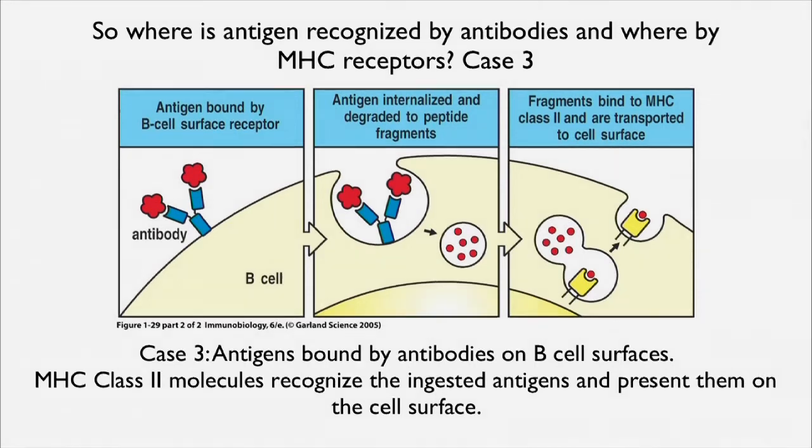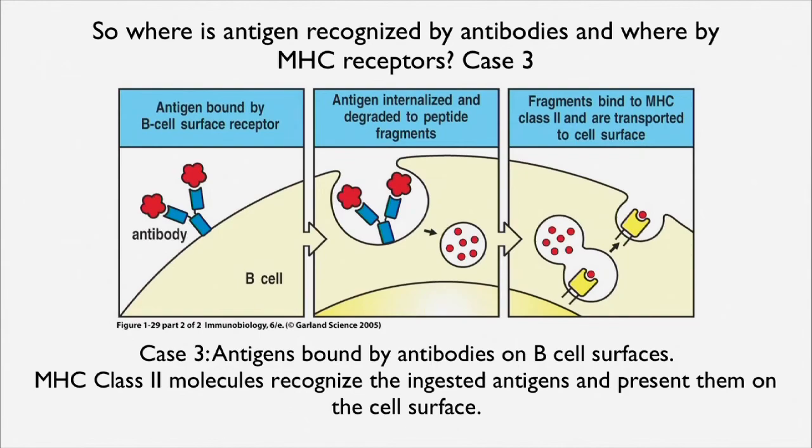Third case, a B cell is out there, and it's got an antibody on its surface, and the antibody binds to a specific antigen. So a chunk of pathogen is floating around in the blood, and a B cell recognizes it. That antigen is then internalized. It is degraded into peptide fragments. Those fragments bind to an MHC class II molecule, and the function of that is to take it to the surface and present it. Okay?